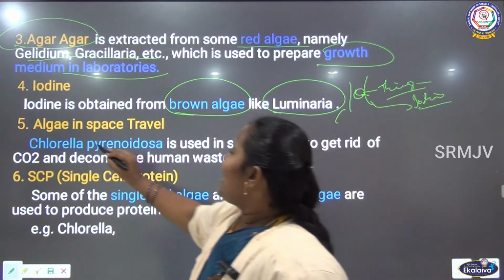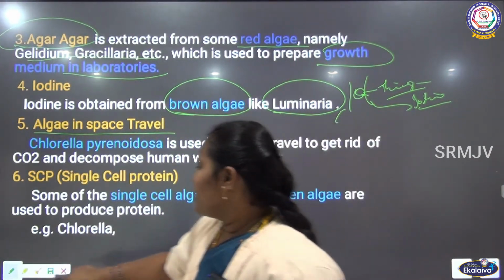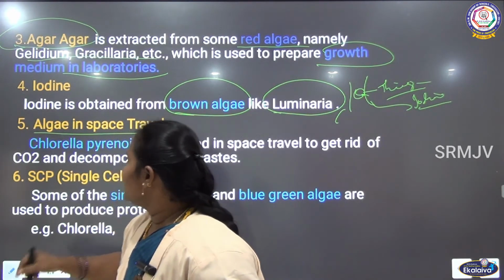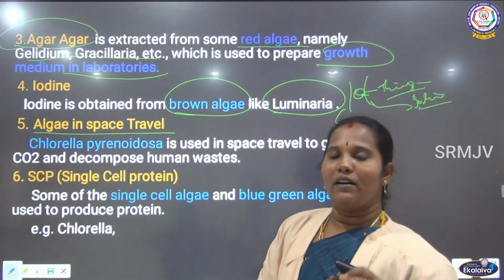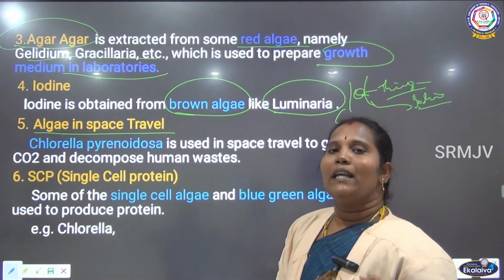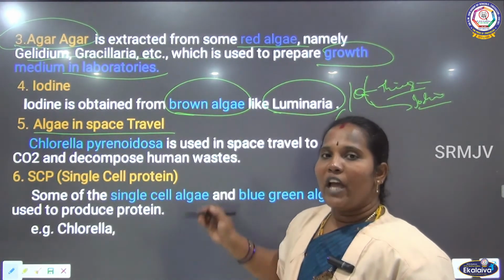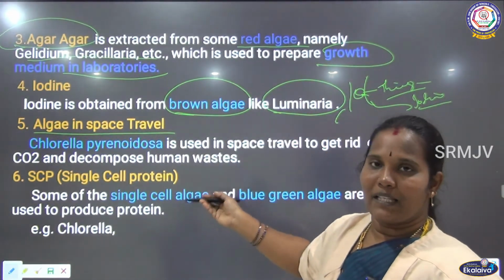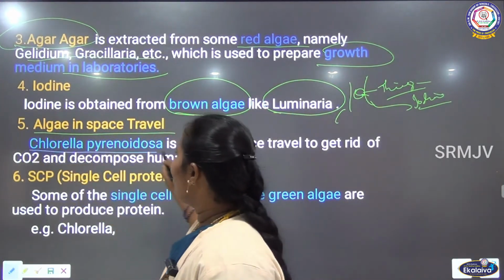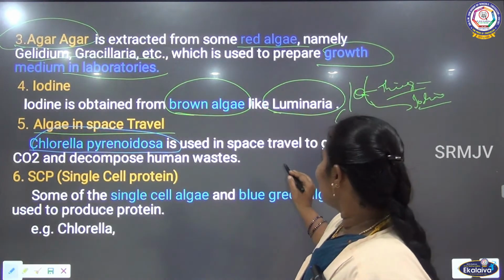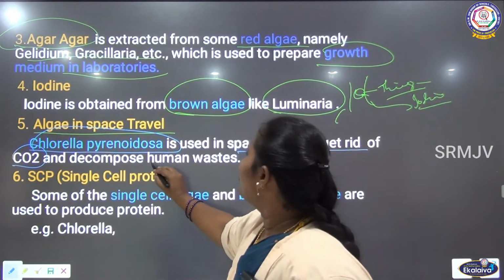Next one is algae in space travel. We know very well that in space travel they are using algae as food. If they are traveling in space, they cannot get food and they cannot let out the wastes. So they are using this algae as food and also to get rid of the wastes. The same, Chlorella pyrenoidosa. It is used in space travel to get rid of carbon dioxide as well as the human wastes.